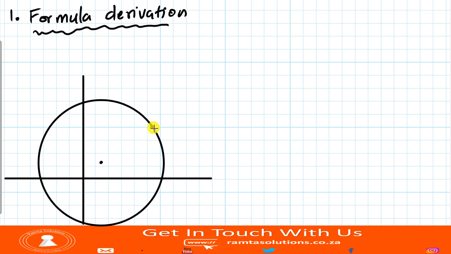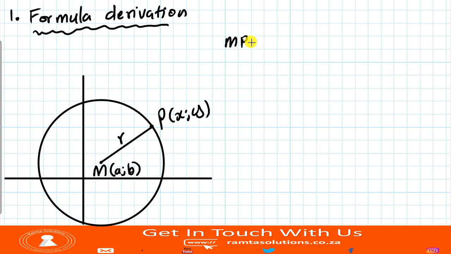Now, this is our circle with center, let's call it M, capital M, with coordinates a and b. And this is the point P with coordinates x, y. Now, of course, distance MP is basically the radius of our circle. So let's say we want to find distance MP.